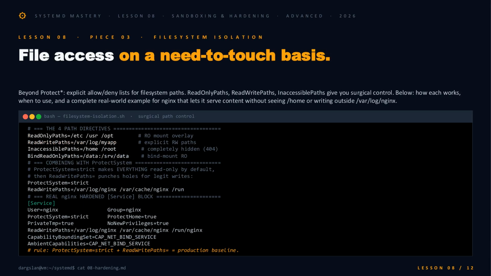Back to family 1 for a deeper cut. The Protect switches are blunt instruments. The path directives are scalpels. ProtectSystem=strict makes the entire file system read-only, then ReadWritePaths punches surgical holes only where the service legitimately writes. Look at the Nginx block. Logs, cache, runtime. That's it. Add InaccessiblePaths for anything you want to vanish entirely, returning ENOENT as if it never existed. The rule to memorize: strict plus an explicit write list equals your production baseline.